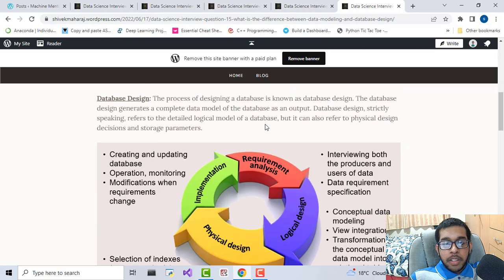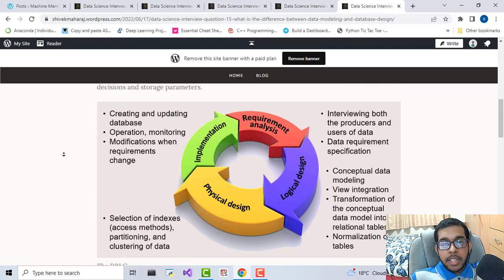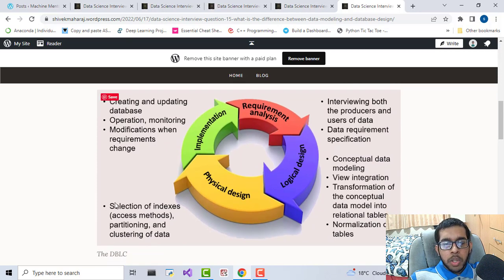So in this little visualization here, guys, essentially what we see is the DBLC. DBLC stands for the database life cycle. It starts with your requirements analysis, goes on to logical design, physical design, and thereafter implementation. And it is a cycle. It will never stop. It will never end.